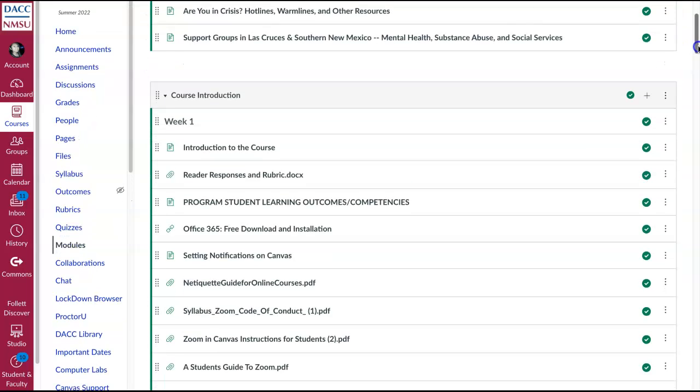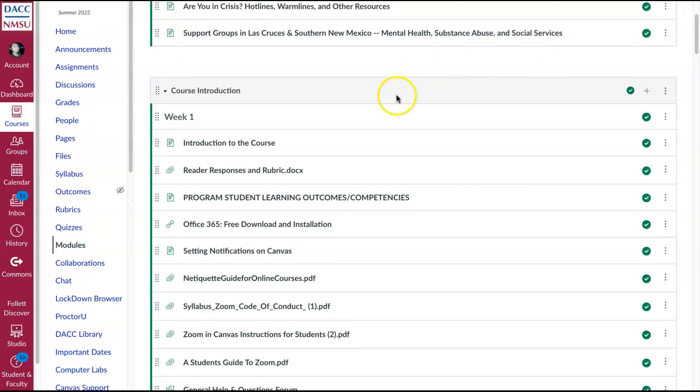Something else that you want to look at, like I said, is the first module, and here we have some other things that you could go ahead and take advantage of, like for example, Office 365. If you don't have Microsoft Word, you can download it for free on up to 5 devices. So definitely make sure that you click on here if you don't have Microsoft Word. Microsoft Word can be very expensive, but because you are an NMSU student, you get Office 365 for free, and this includes Excel and PowerPoint. So definitely make sure that you click here so that you can take advantage of that.